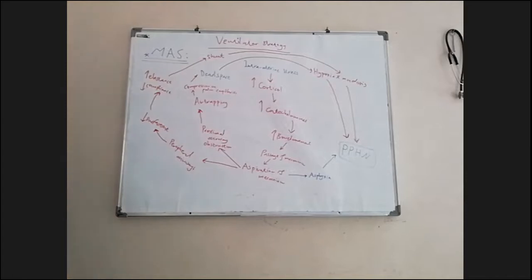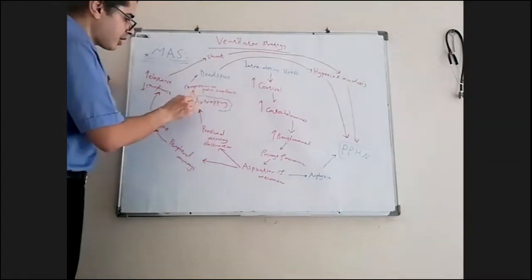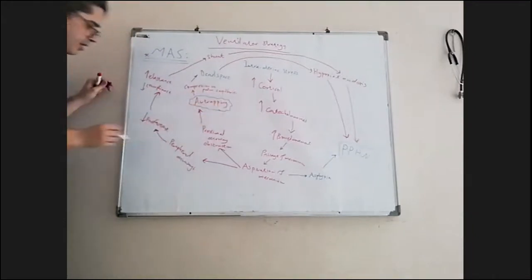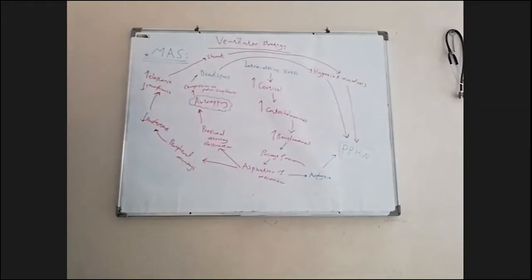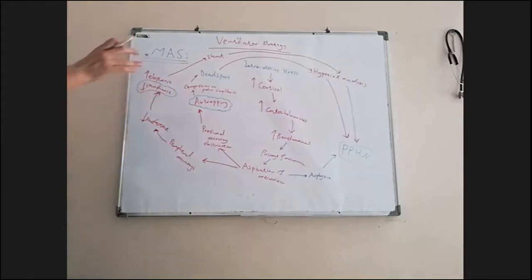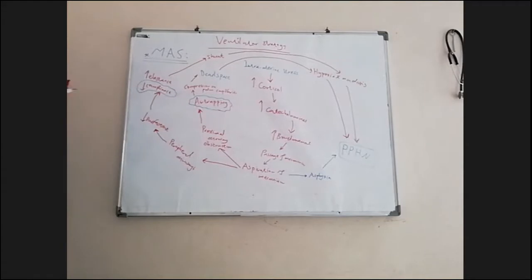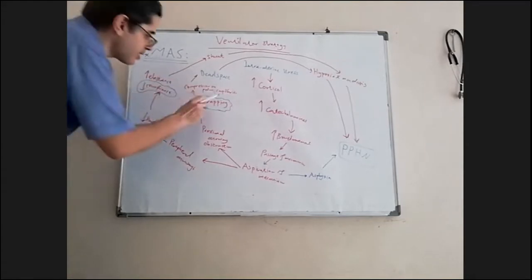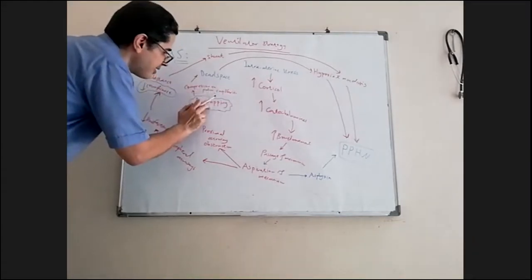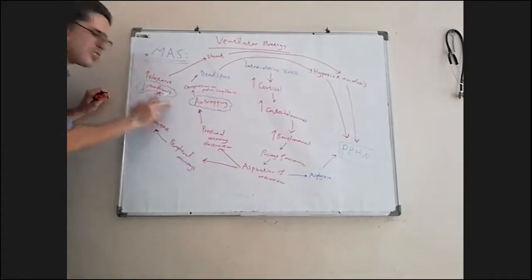So if we look here, we have air trapping. And we have here decreased compliance. So in fact, we have the two pictures. We have the picture of obstructive disease causing air trapping here, and we have the decreased compliance.